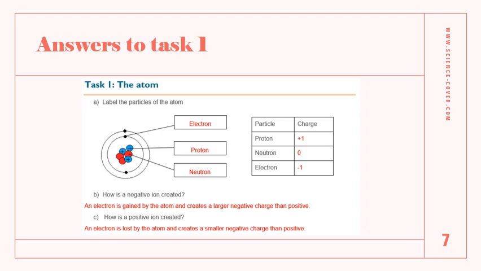How is a negative ion created? An electron must be gained by the atom, which creates a larger negative charge than a positive charge. How would a positive ion be created? The electrons are lost by the atom, and this creates a smaller negative charge than a positive charge.